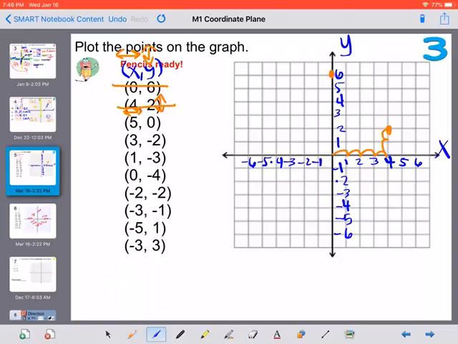Then we have 5, 0. So left and right 5. Positive 5 would be to the right. 1, 2, 3, 4, 5. And we didn't go up or down. 0 up and down is right on the line there. We'll do one more. 3, -2. So on our x-axis, positive 3 is to the right. 1, 2, 3. And then -2 is down 2. That's where our point is.